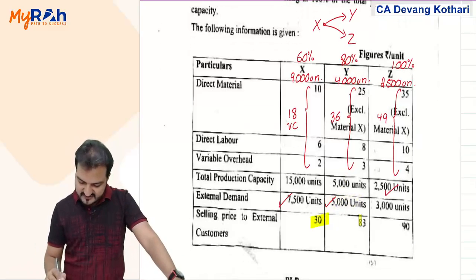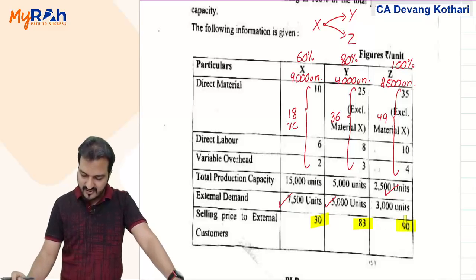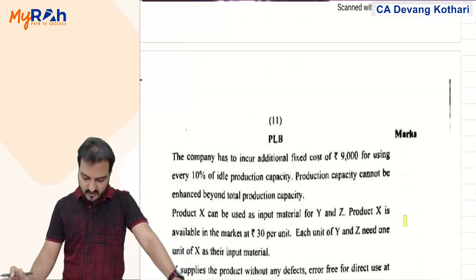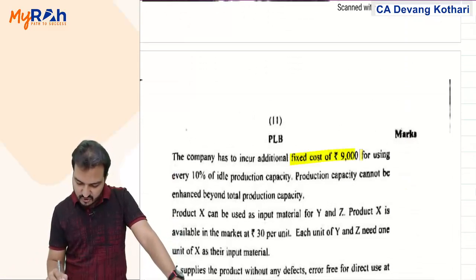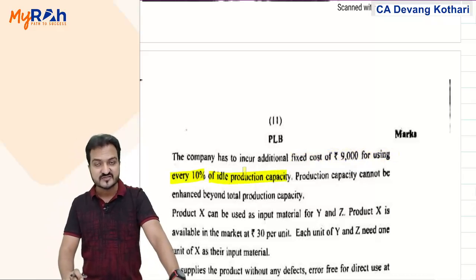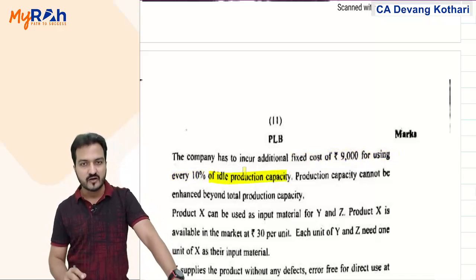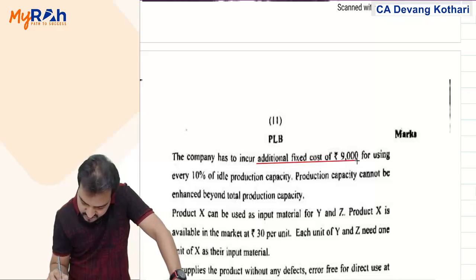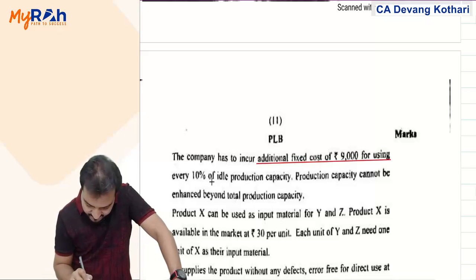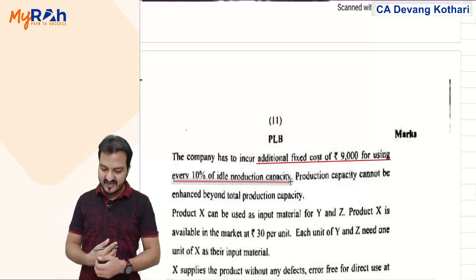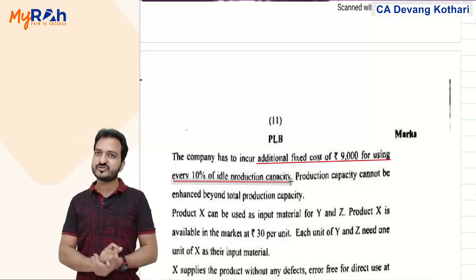Further, you are given selling prices for external customers. Accordingly, you can get the contribution rate also, but that will do later. Further, the company has to incur additional fixed cost of rupees 9,000 for using every 10% of idle production capacity. Now this is new. This we did not have in our classwork question. They say that they have additional fixed cost of 9,000 for using every 10% idle production capacity. And production capacity cannot be enhanced beyond the total production capacity.